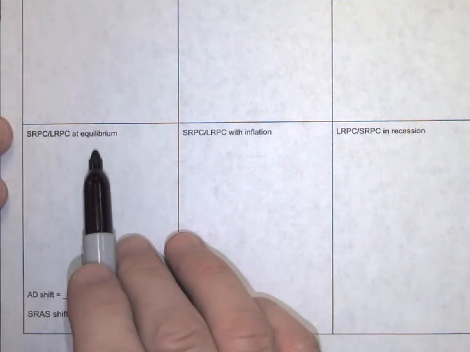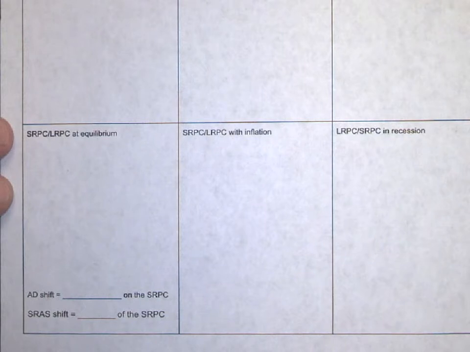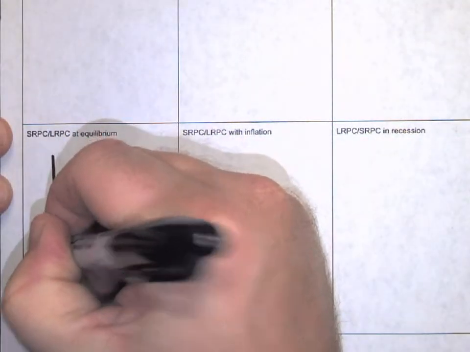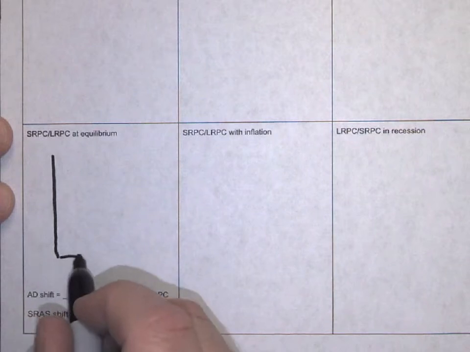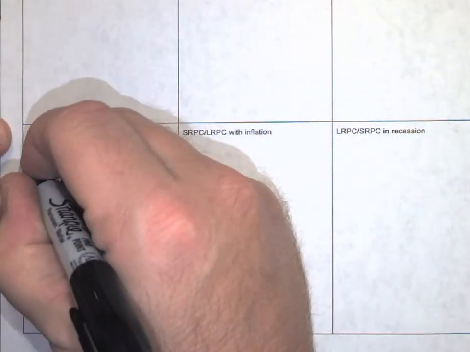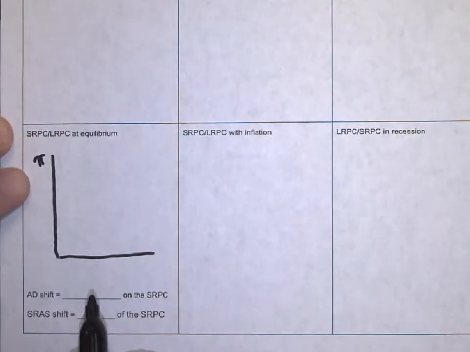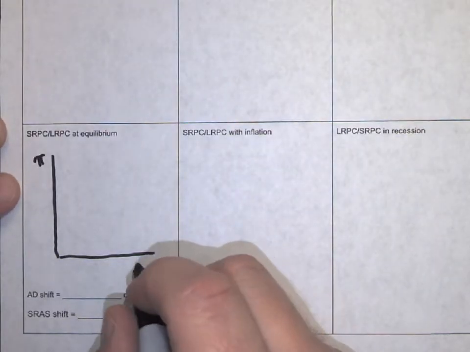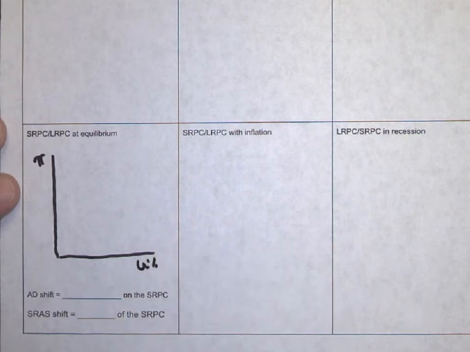The short-run Phillips curve and the long-run Phillips curve at equilibrium are going to be a mirror image of aggregate supply and demand. So, whenever we start to draw a Phillips curve, what we're going to do is set up our graph, and then we'll begin with our labels. On the vertical, you have inflation, which is just the same as price level on aggregate supply and demand, and you're going to have unemployment.